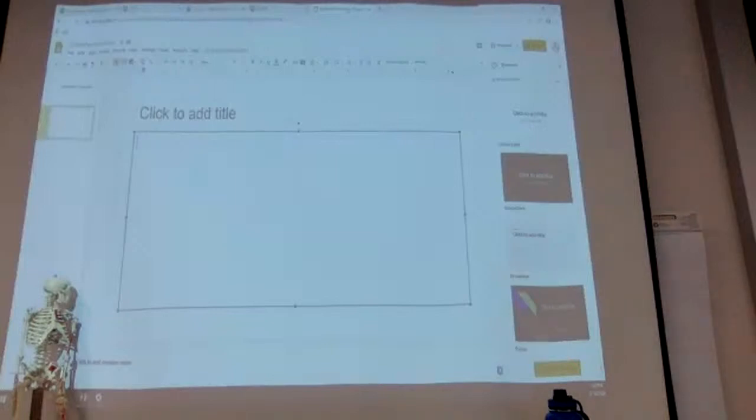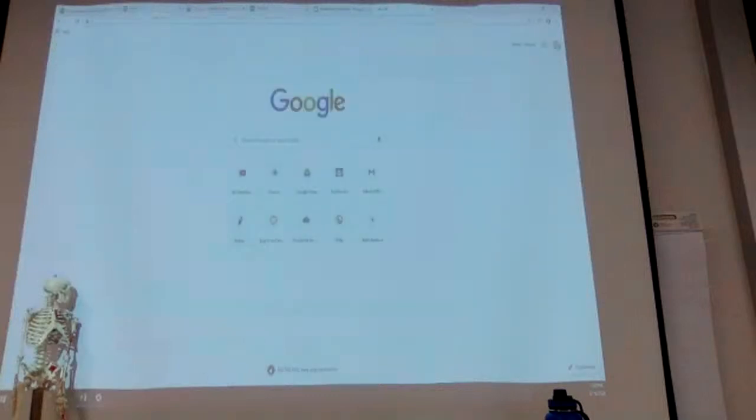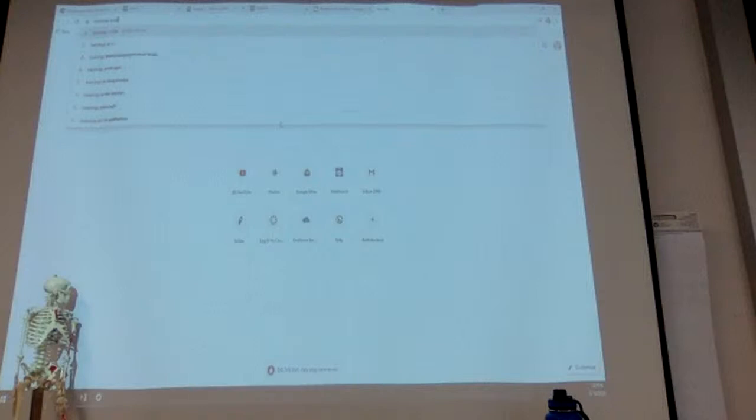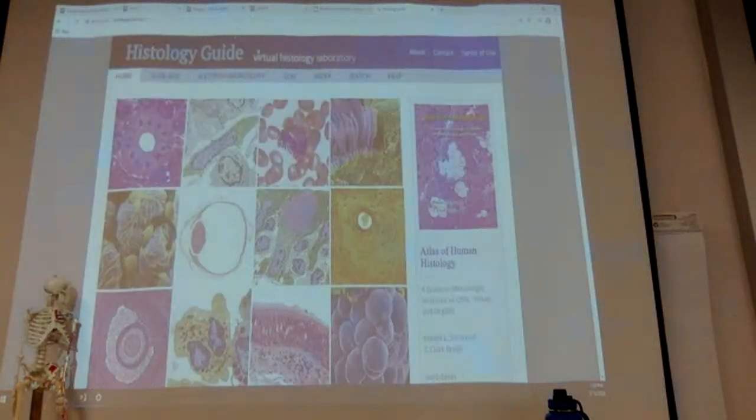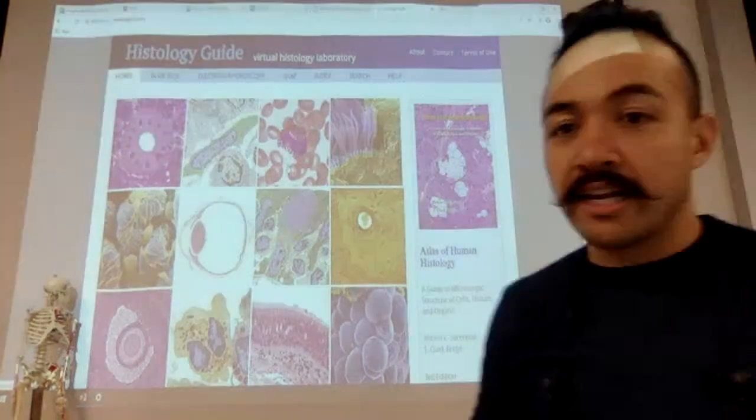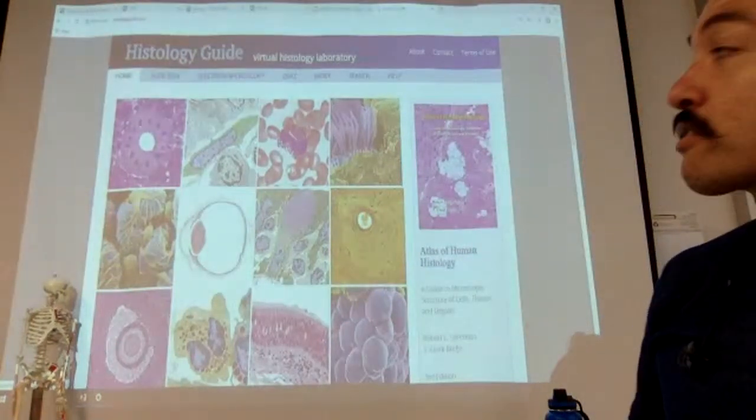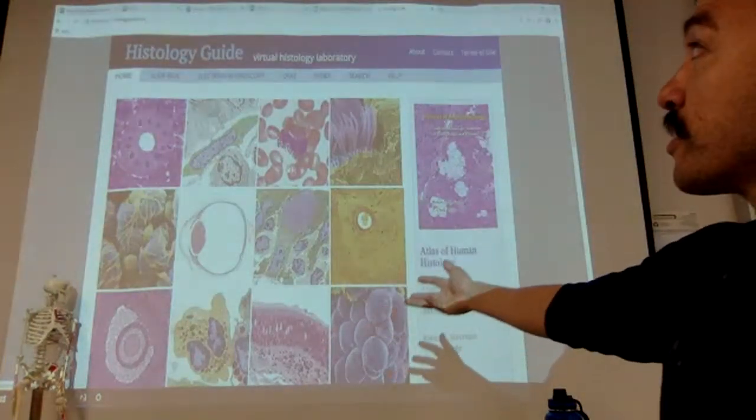Where I would recommend you to look for that, here's the first place I would say you should go to. Go to Histology Guide, histologyguide.com. I really like this website because it's going to give you unlabeled pictures of histology, and then you can label it yourself. And they're really good pictures.